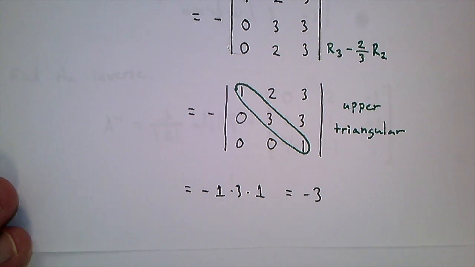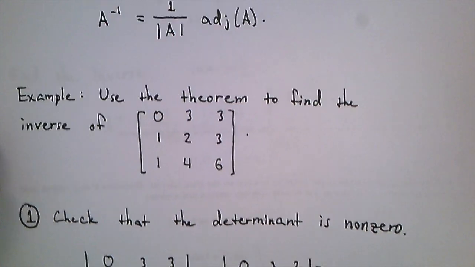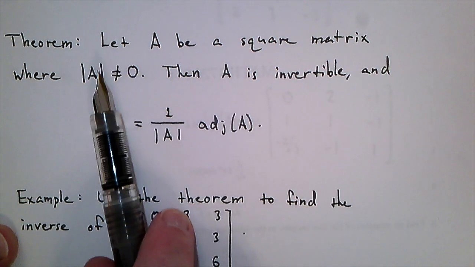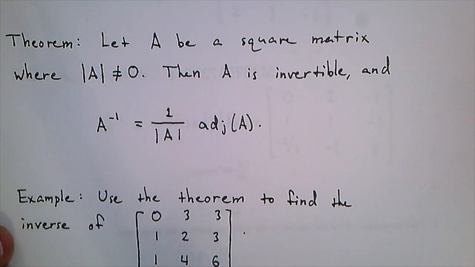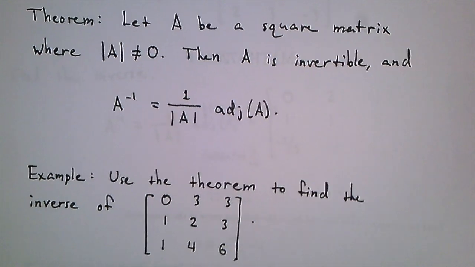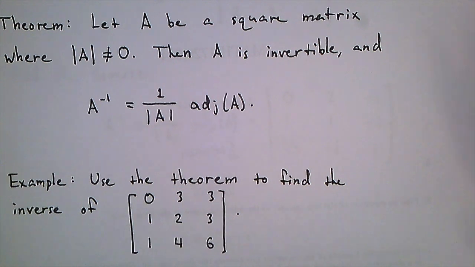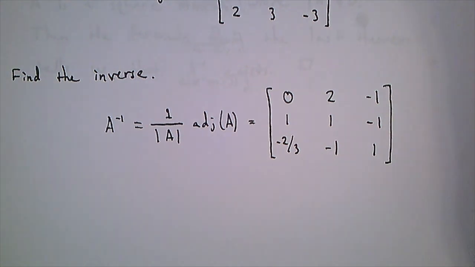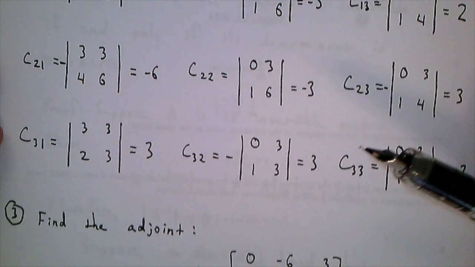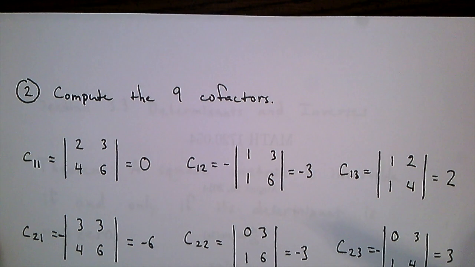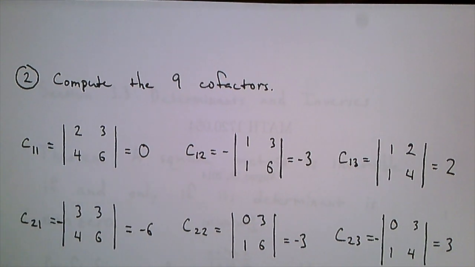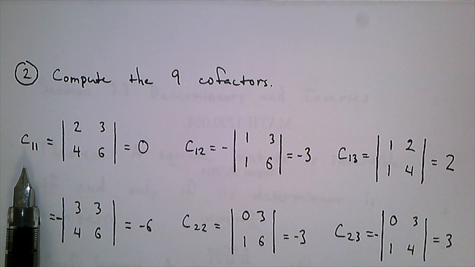Okay. So after doing that work, we know for sure that the theorem applies because we're looking at a square matrix whose determinant is minus 3, which is not 0. Okay, so the next thing to do is to work towards computing the adjoint of A. And in order to do that, there's lots of work that we have to do. We have to compute the 9 cofactors of our 3x3 matrix. So just start on the upper left entry of our matrix, and compute C11.